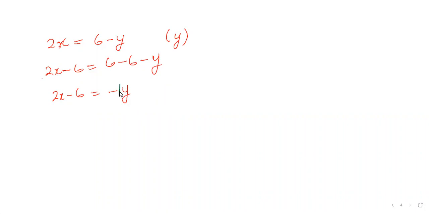Are you following me? Negative 1. So you have to get rid of the -1. This -1 here is actually multiplying with the y, right? What's the opposite of multiply? Divide. Okay, so 2x minus 6 over -1 is equal to -1y over -1.